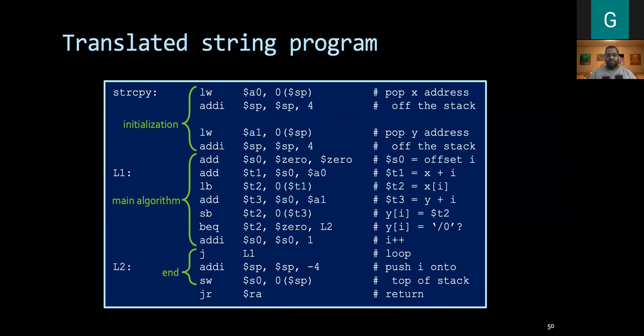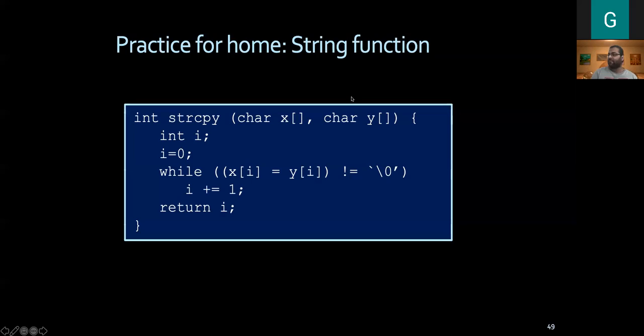First, I don't have the actual program here, so that's a bit annoying. But anyway, let's just look at the program first. We need X and Y from our parameters. Then we have a counter for I. Basically, while X and Y, we copy Y onto X while the values are not equal to the null terminator. The value of that in ASCII is just 0. While that's not true, we also increment I. That's a basic for loop. That's equivalent to saying while Y index I is not equal to null terminator, X index I equals Y index I.